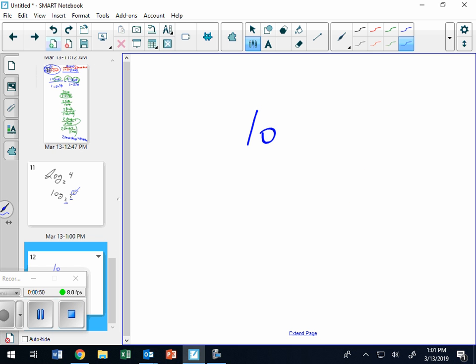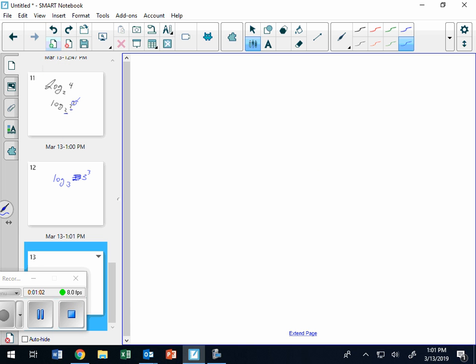Regular log again, log base 3 of 27. What would that simplify to? 3, because 27 could be written as 3 to the third. Okay, and just so you don't think it's always like to the third, let's say it was log base 4 of 16. What's that equal to? 2, because 16 could be written as 4 to the what? Second. All right. And why did I choose 4? I could have written it as a 2 to the something, but I wanted the bases to be the same.